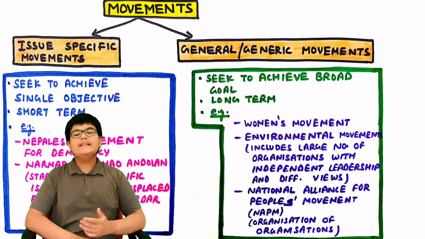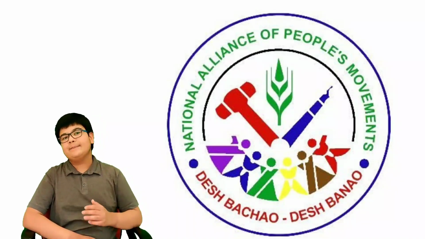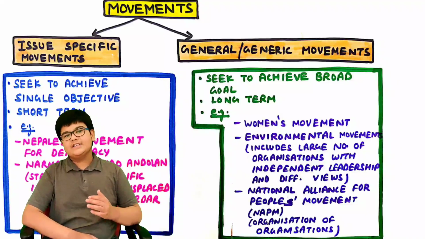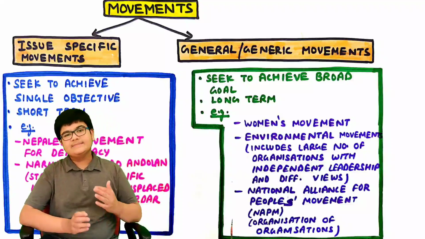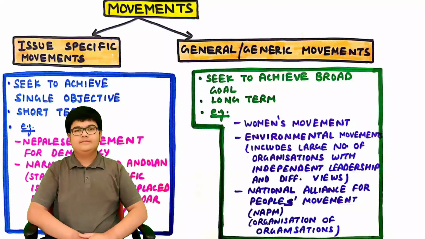And the third example is the National Alliance for People's Movement, or the NAPM. This is an organization of organizations. It has many smaller organizations and it acts as an umbrella organization.